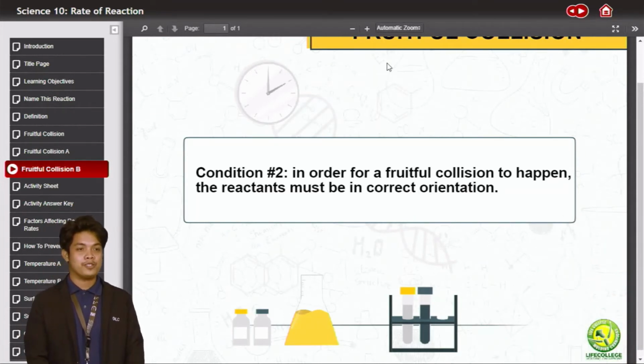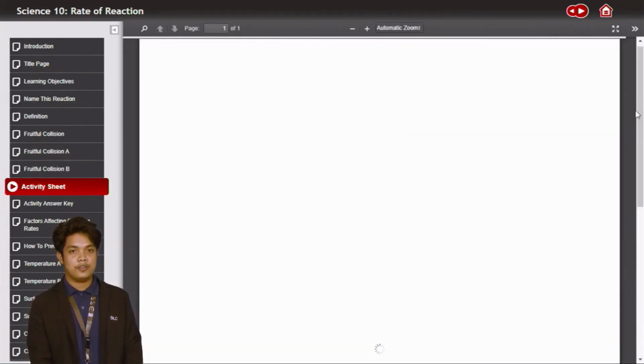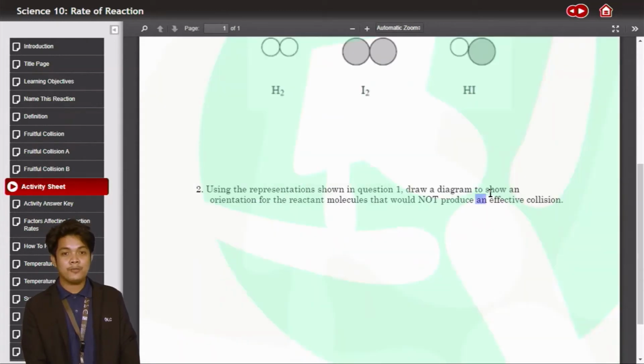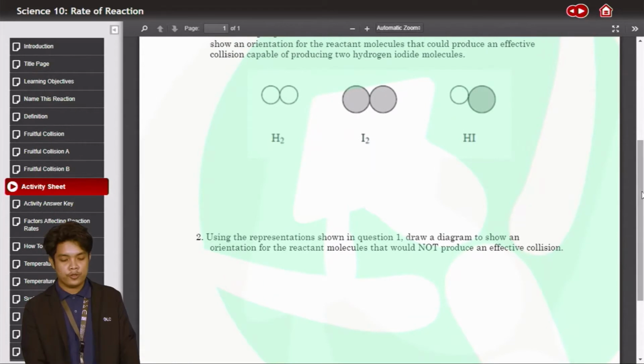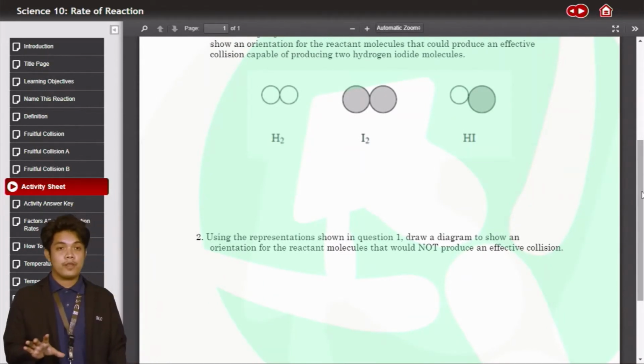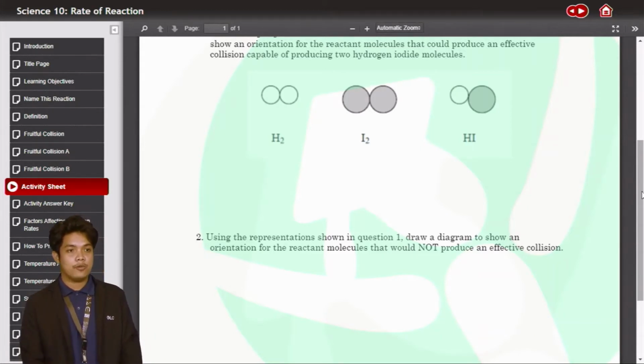This is our activity sheet, and I will explain it. The first one is it will produce an effective collision, or fruitful collision. Number two, it will not produce a fruitful collision. Pause the video and then answer the question.